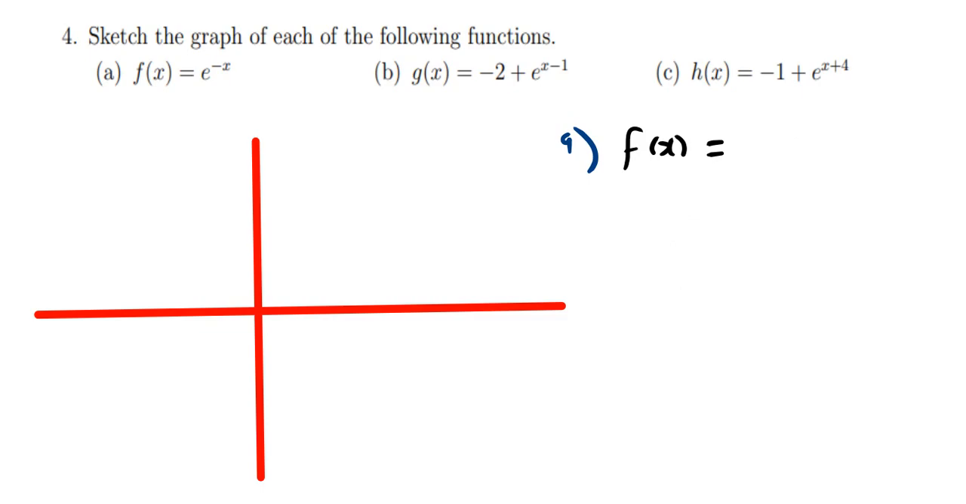So we are saying g of x is equal to negative 2 plus e to the power x minus 1. Okay, so what are we going to do? We have a shift of negative 2, so we have to shift 2 units down. So if we say 2 units down, which one? Let's say our negative 2 is here, so we're going to consider this point.